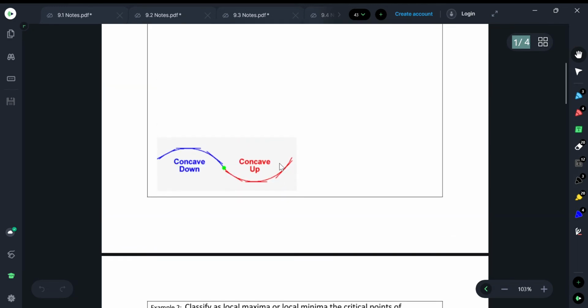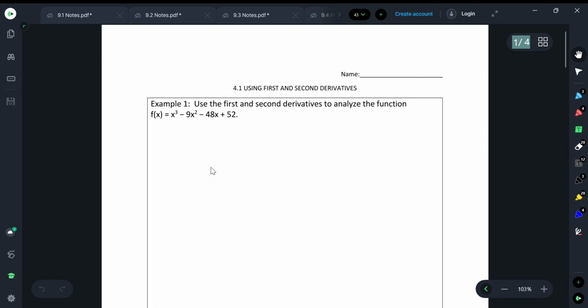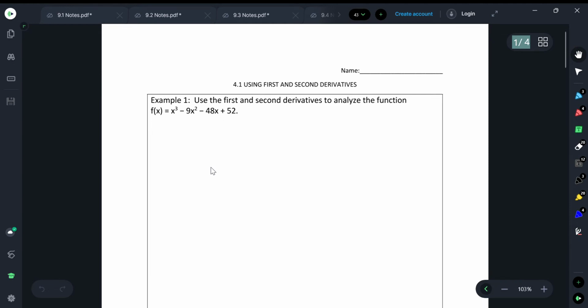All right, so concave up holds water. If it was raining, it would be holding water. Concave down would be spilling water, or spew is what one of my professors used to say. But literally just remember, first derivative: increasing or decreasing. Second derivative tells us the shape.